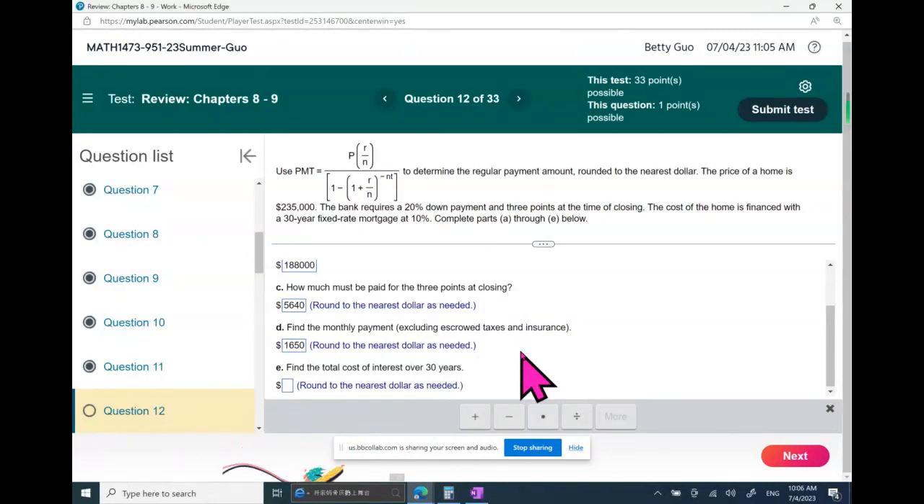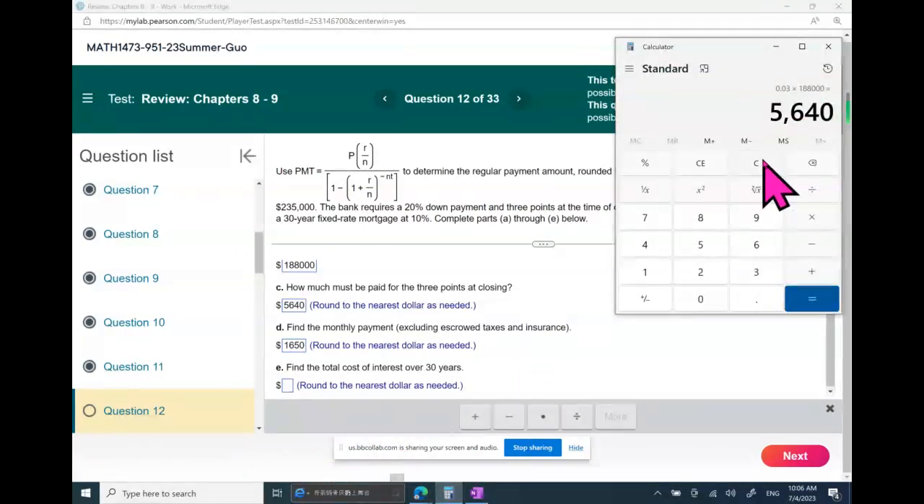Last part, find the total cost of the interest over 30 years. Okay, so you pay $1,650 every month over the 30 years. So multiply by 360. That's how much money you spend on a loan.